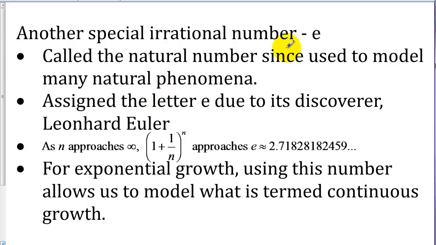It was also given the letter E by its discoverer, or in recognition of its discoverer. A mathematician named Euler discovered this constant. He used some calculus and looked at a model here as n keeps getting bigger and bigger. He realized that this computation kept approaching a particular constant, E, and again, it's an irrational number.